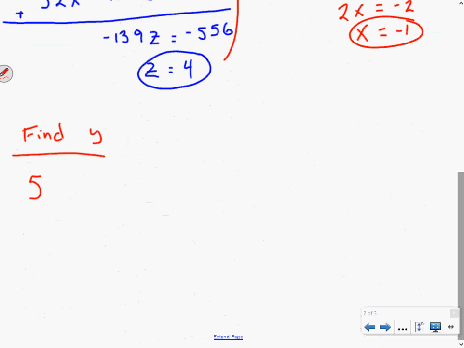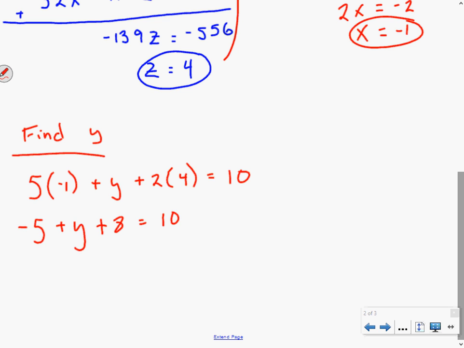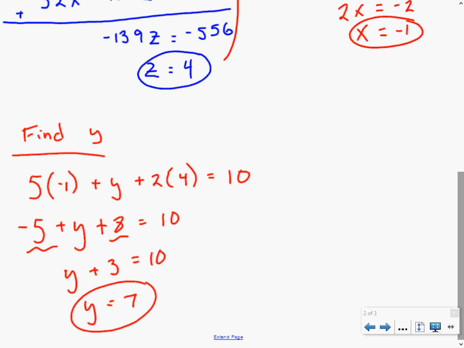So we have 5x, so I'm going to plug in my negative 1, plus y, plus 2z, so I'm going to plug in my 4, and that should be equal to 10. So now I'm just solving at this point. Negative 5 plus y plus 8 equals 10. So if I combine my negative 5 and 8, I get y plus 3 is equal to 10, which means that y must be equal to 7.